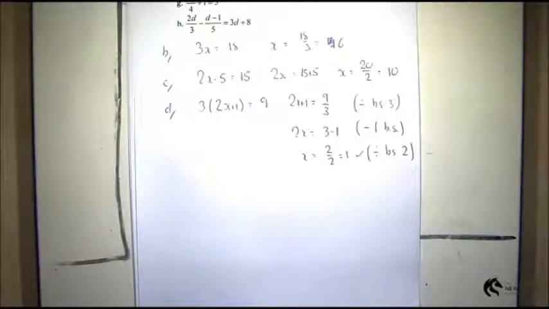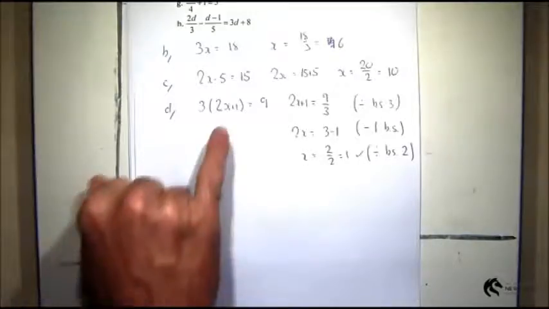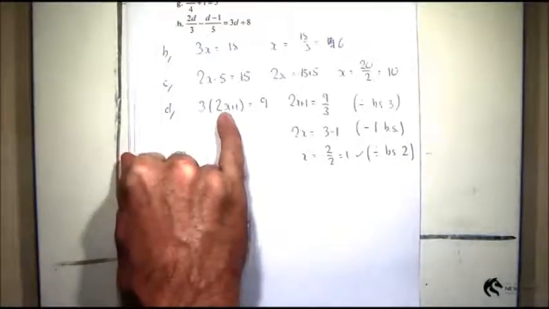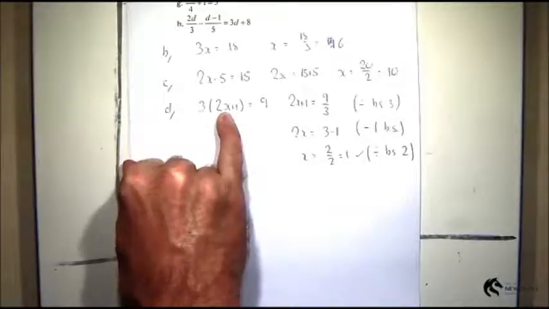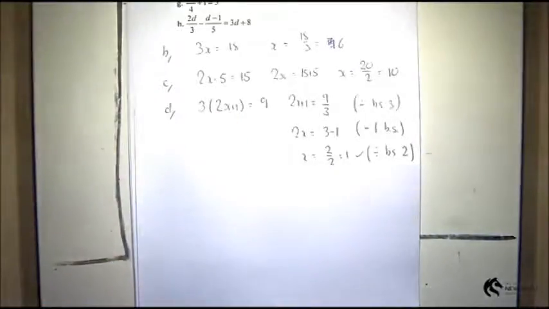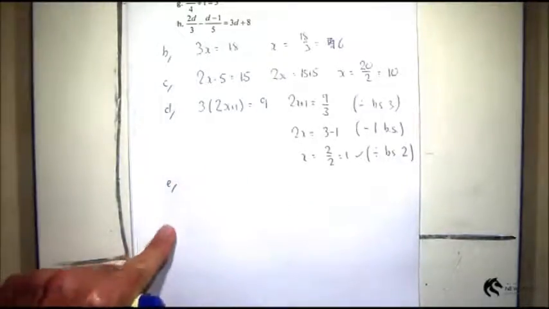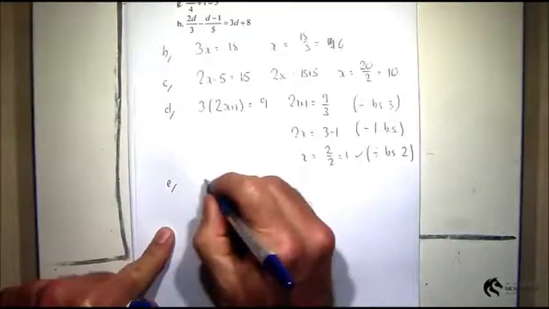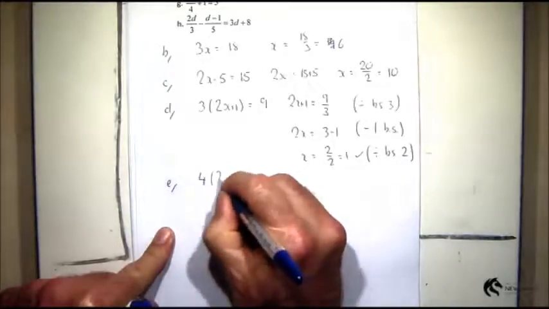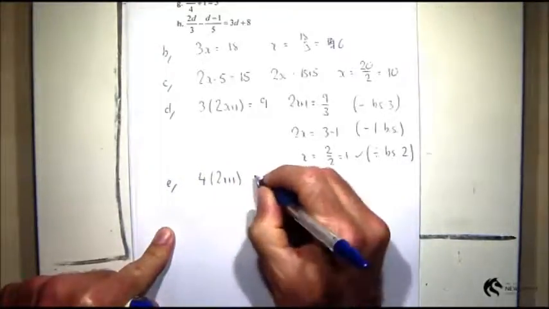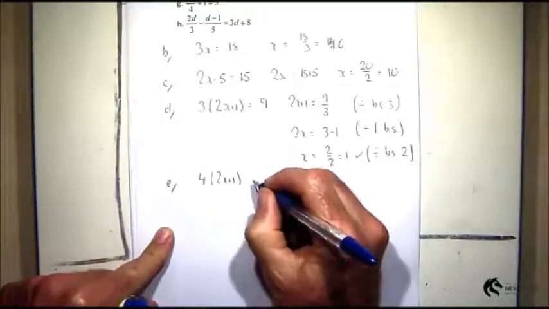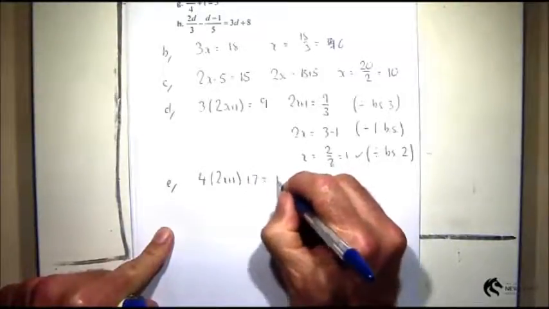So remember, these are all linear equations because it's x to the power 1 sitting in there. A, B, C, D, E, we must be up to here. E is 4 times 2x plus 1, plus 7 equal to 15.